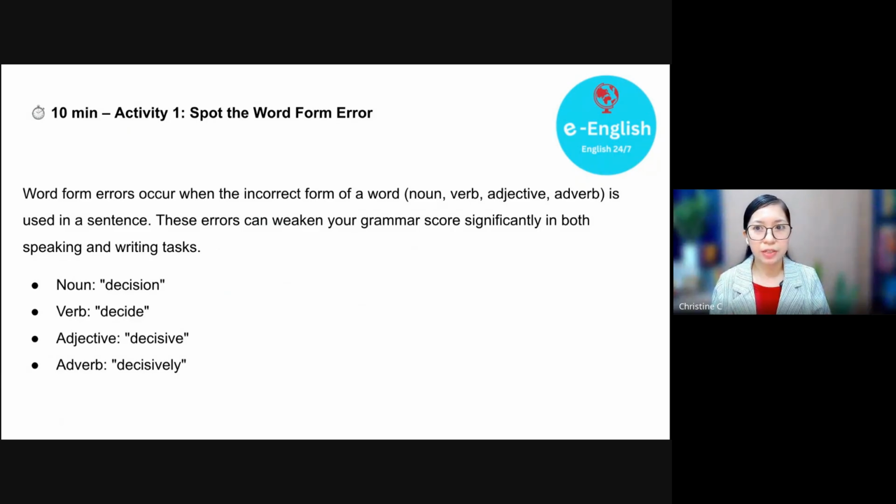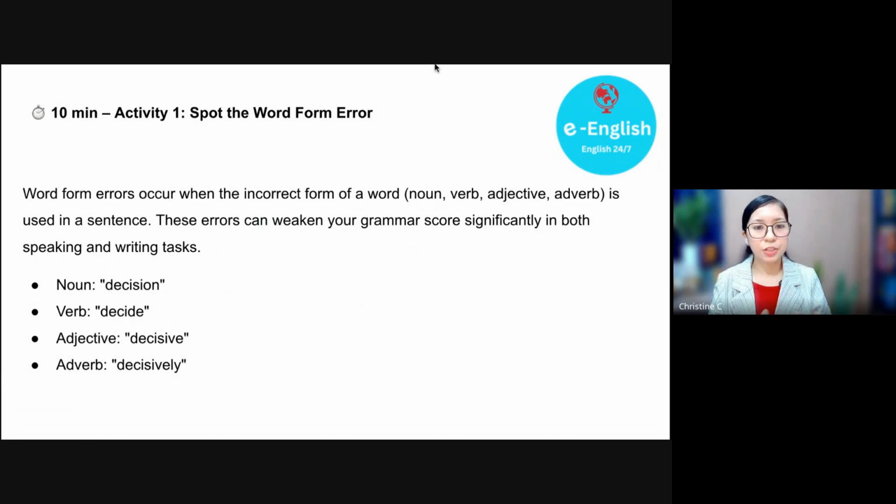Okay, does anybody here have any questions about what's a noun, what's a verb, what's an adjective or an adverb? Or do we understand basically how they are used? If you have any questions, feel free to unmute yourself and ask me. You can also type it in the chat if you would prefer to write it down.